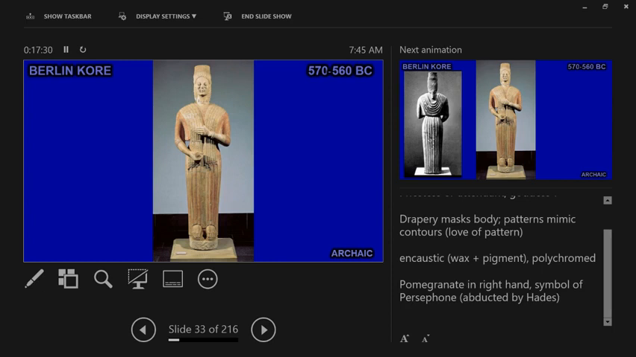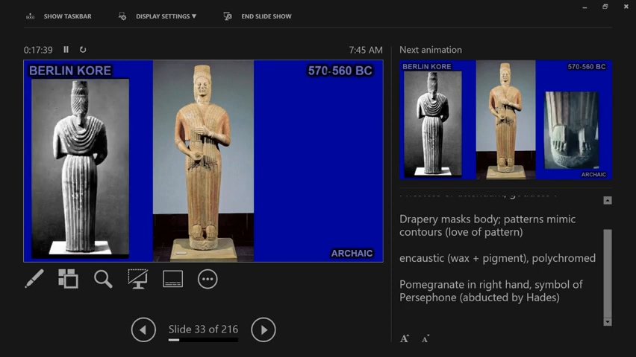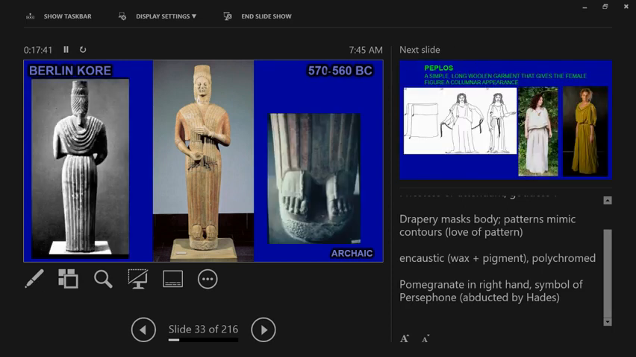By the way, in her right hand, she would have held a pomegranate, and that is the symbol of Persephone. Here's the back, and then the feet look like blocks of stone as well. Also, she would have been polychrome. You can see the different colors in the stone. It's all one stone, so the stain of the colors is still visible. But she looks like a block of stone.